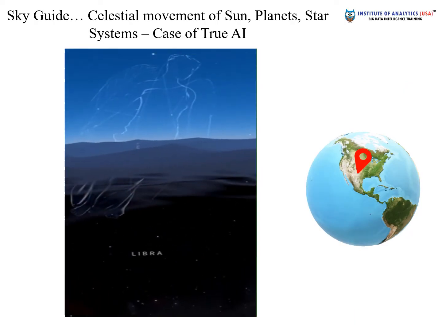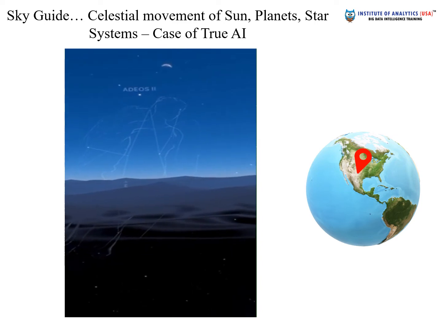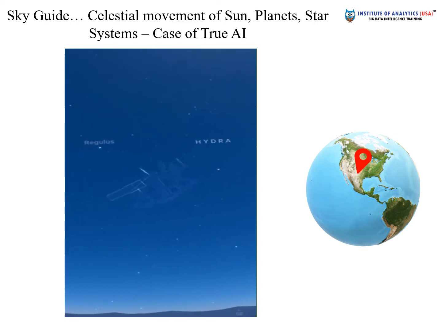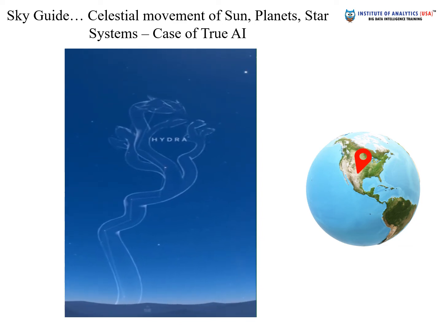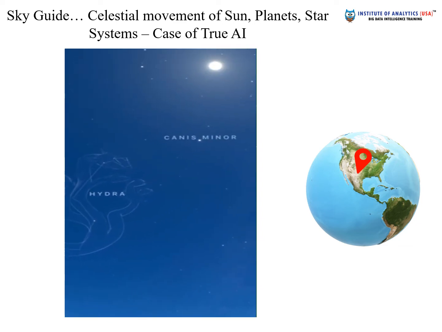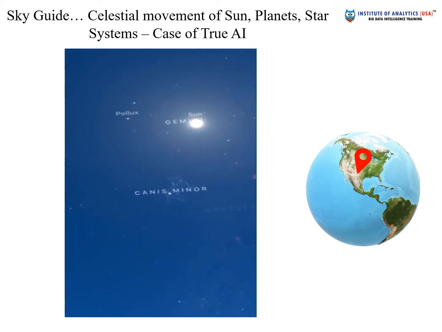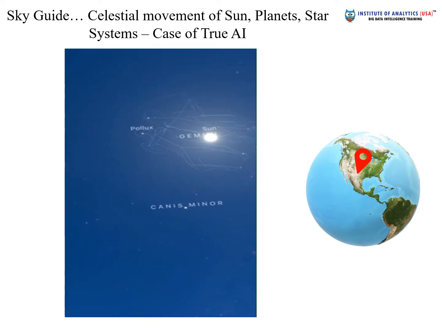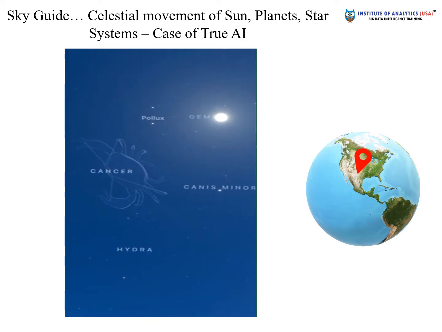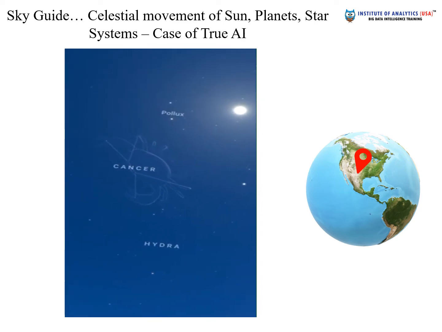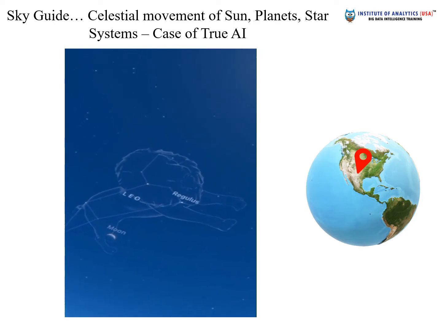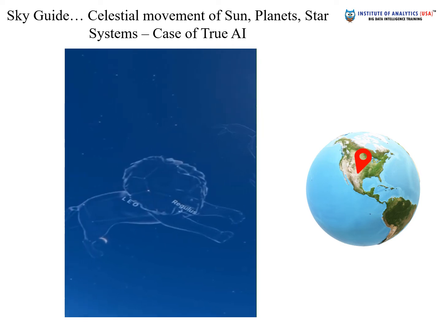The second app I want to introduce to you is what is called the Sky Guide application. It is about celestial movement of sun, planets, star systems. And I believe this is another true AI application. Why do I say that? Actually, there is a video here. You can click and play that video.